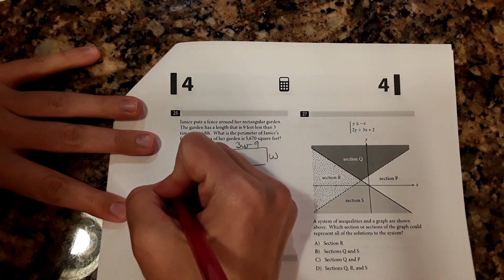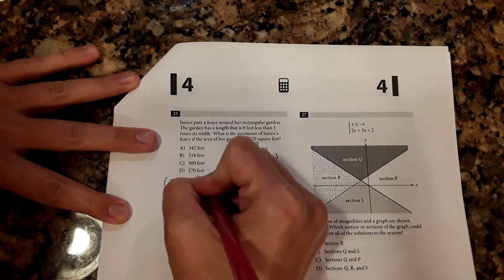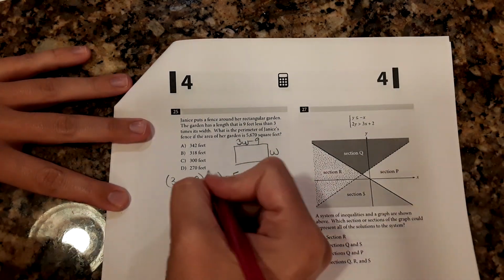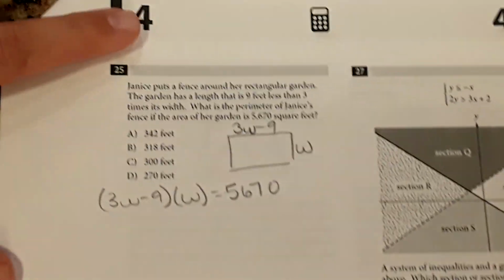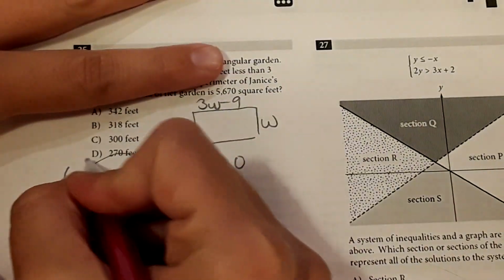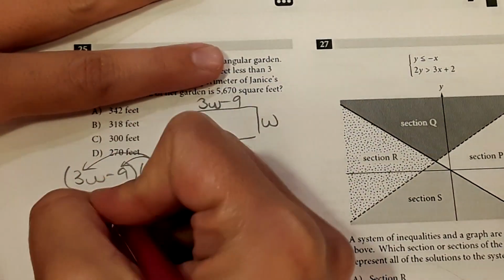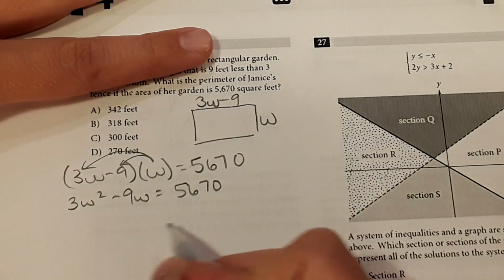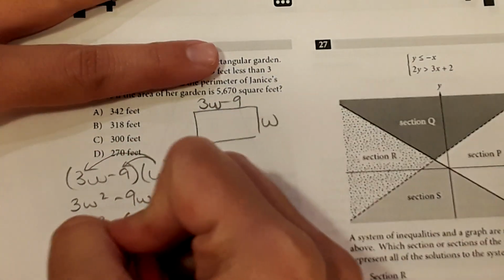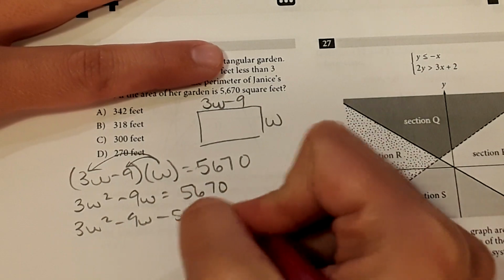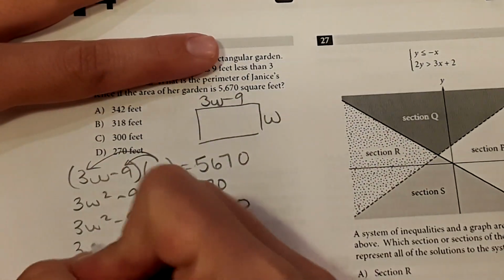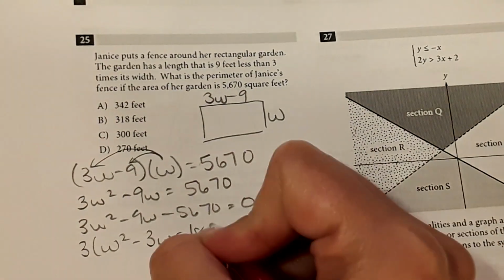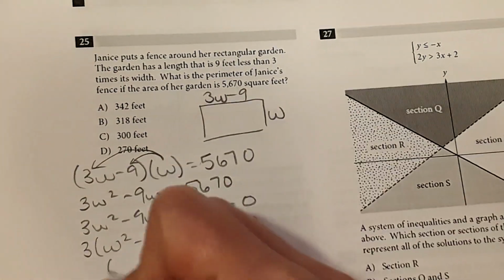Well, area is length times width, so we're going to multiply these two numbers, and that'll equal 5,670 square feet. I'm going to zoom in here. We need to distribute the w to both of those terms to get 3w squared minus 9w equals 5,670. I'm going to then put this on the other side so we can factor it. I'm going to factor out a 3 to begin with. 1,890. And then I'm going to factor this out.